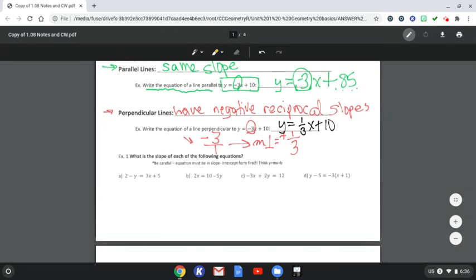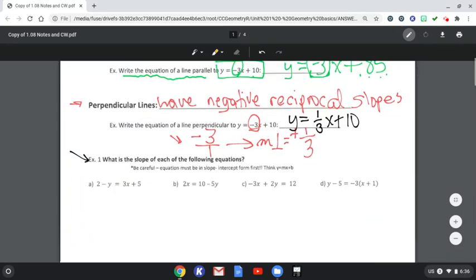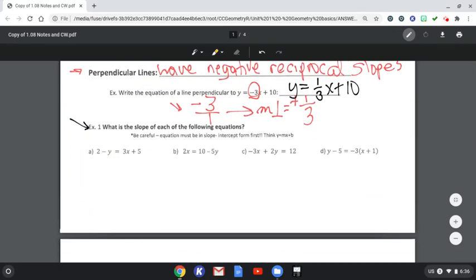So looking here, what is the slope of each line? I'm not going to just identify the slopes. I'm actually going to find the slope perpendicular as well. So let's look here at letter A. Let's practice solving each equation for y.